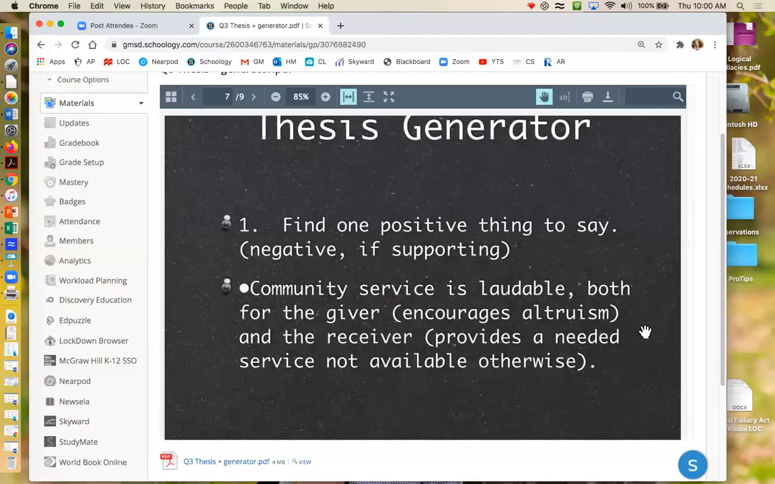This is the thesis generator that makes it easy to write a question 3 thesis. You receive the prompt, you mark it up, you figure out your opinion, then you find one positive thing to say or a negative in support of the argument. For example, this particular prompt was about required community service. One good thing about required community service is that it's laudable. In general, community service is laudable. Both the giver and the receiver benefit. That's one good thing about required community service.